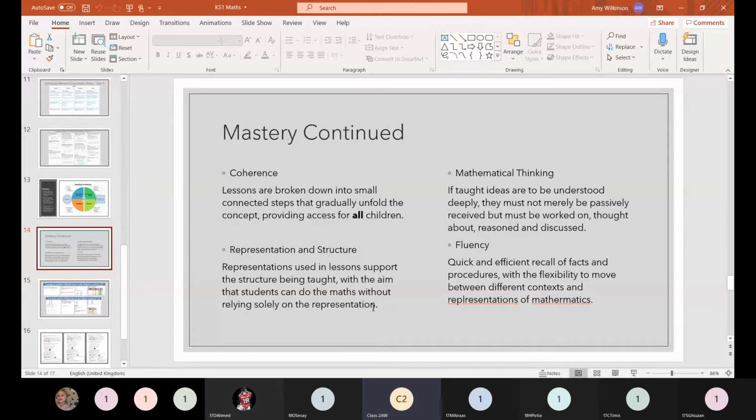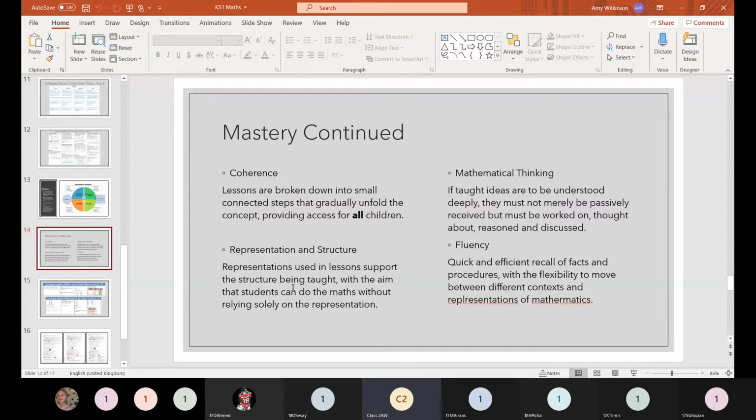Representation and structure is about the representations that are used in lessons to support what is being taught, with the aim that students can do the maths without relying entirely on that representation. So it's about being able to understand the concept really deeply and applying it to different contexts.